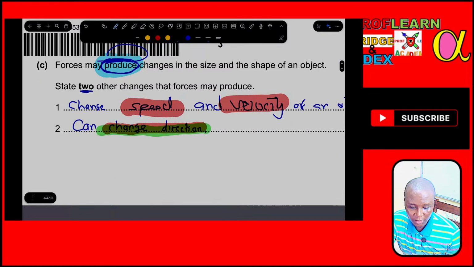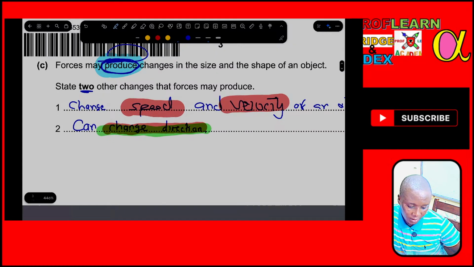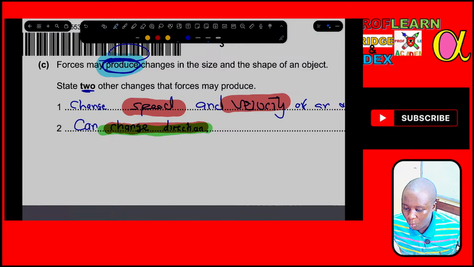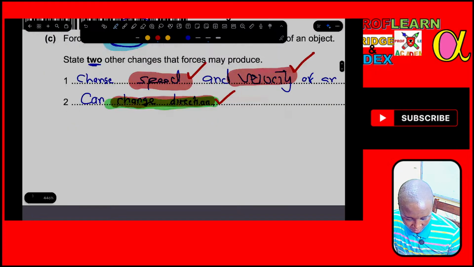Forces produce changes in the size and the shape of the object. Then here, the candidate was supposed to state what other effects of force there are. In this case we're going to say force can change the speed of the object, or it can change the velocity of the object. It can speed up or slow down an object. And then we can also say force can change the direction of the object.